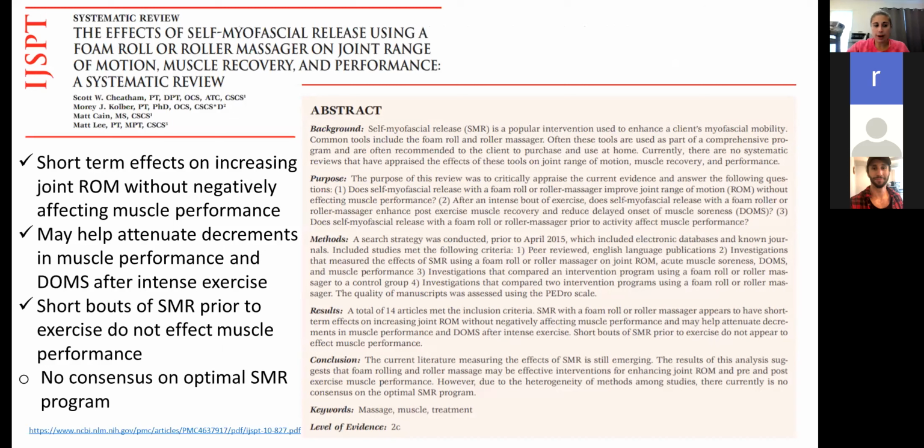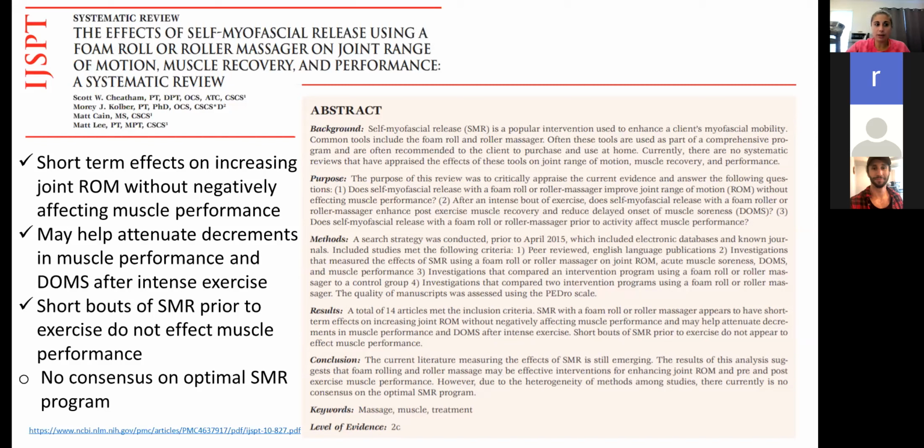Well, we see some short-term effects on increasing joint range of motion without negatively affecting performance. That's a good thing. We don't want to see any of the tools of using foam rollers or any self-myofascial release decreasing performance. Then that's not a good thing. We might see, so here's some words that you might not be familiar with.